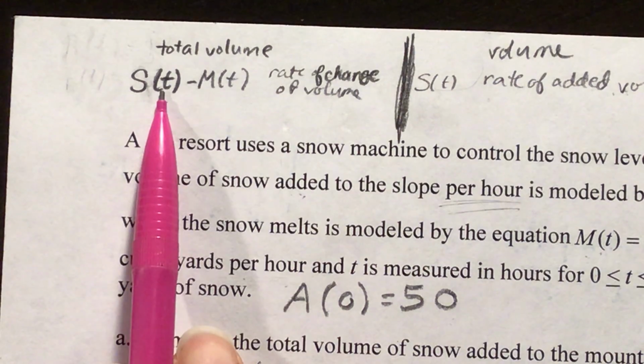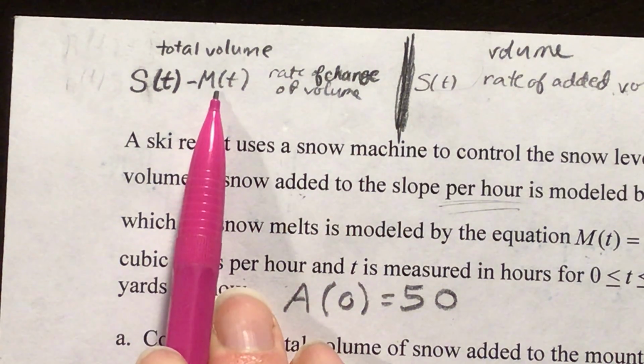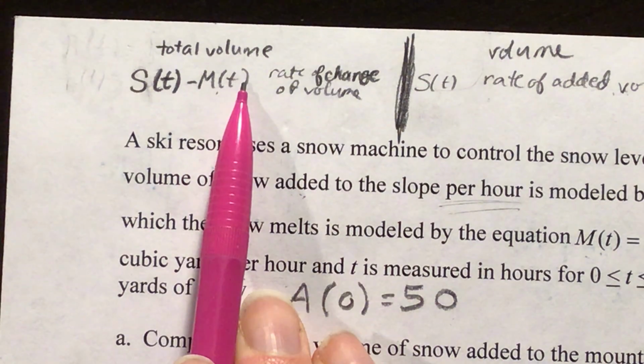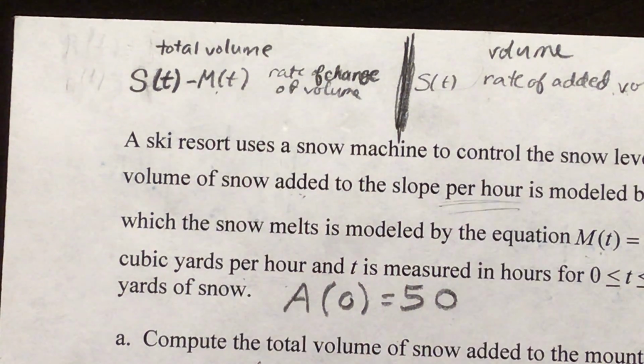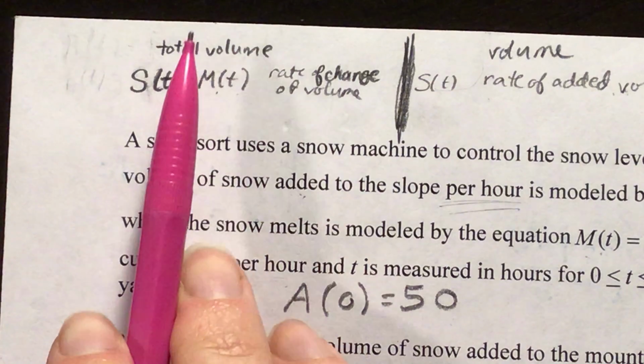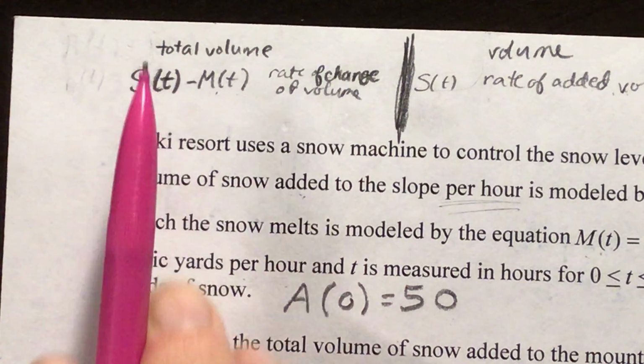So if S of t is bigger, you get a positive number for S minus m, which would mean that more snow is getting added. And if m is bigger, that would mean that more snow is getting subtracted at a particular time, which means that the volume of snow would be decreasing. If we take the integral of this, we would get the total volume that is being added or subtracted at that point in time.